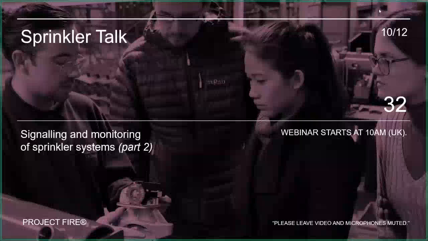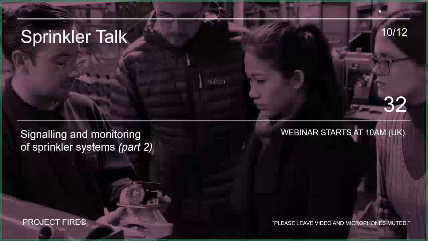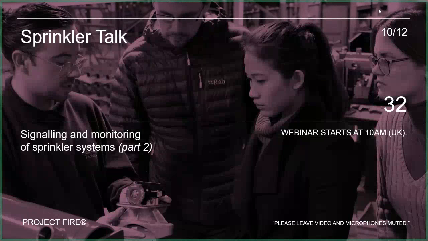Thank you for joining me for another Sprinkler Talk today. Today is episode number 32. It's the penultimate one for this year. And this is going to be about sprinkler signaling and monitoring of sprinkler systems. I should say part 1 on the screen, apologies. Part 2 is going to be next week, so we've got 2 weeks of signaling and monitoring of sprinkler systems. As I say, correction to what's on the screen. This is part number 1.